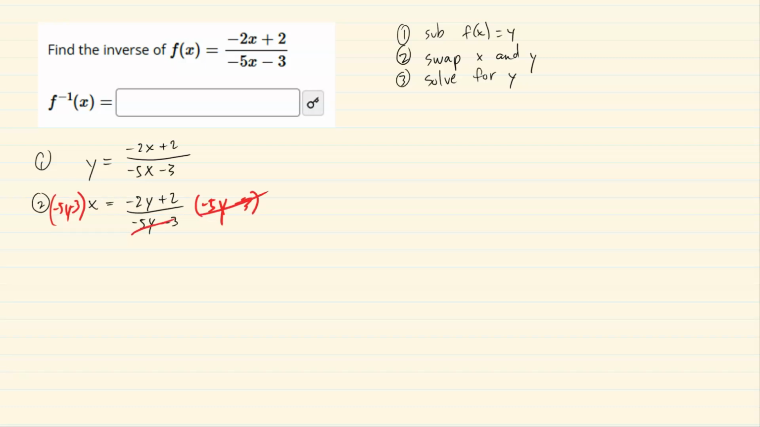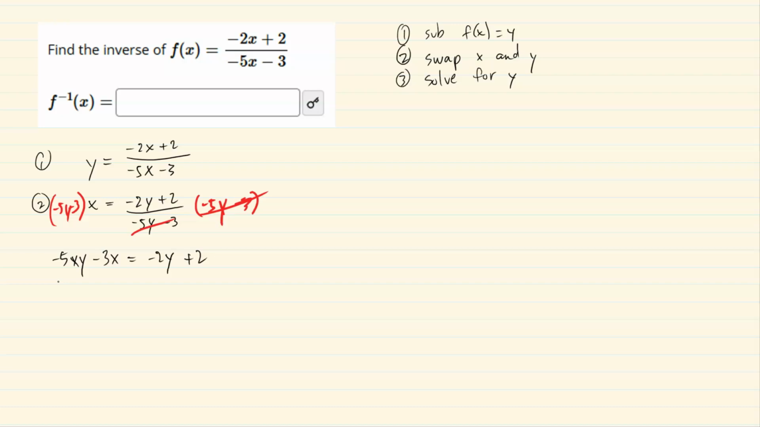And that cancels out what we have on the denominator. Notice on the left side of the equation, we want to use the distributive property. You would end up getting negative 5xy, because you multiply the x by the negative 5y. And then we need to multiply the x by the negative 3. That would give us minus 3x. That's equal to negative 2y plus 2, because all you have is what's left on the numerator from the rational part of the function.